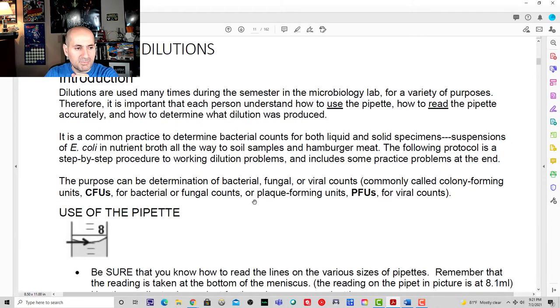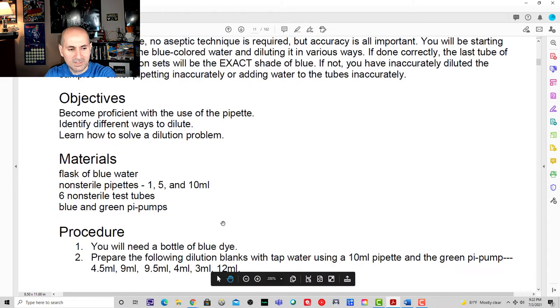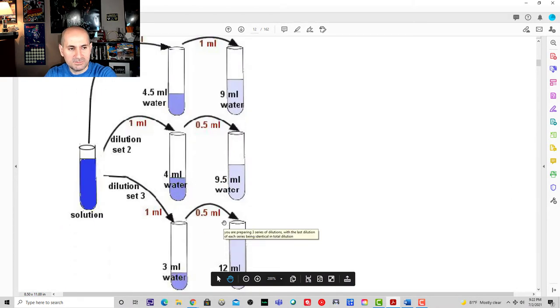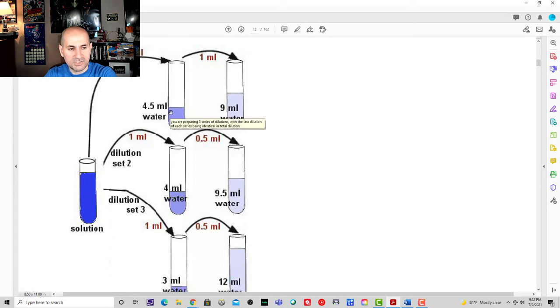All right, very good. Okay, pipetting and dilutions. You should know how to read a pipette. Remember, from the bottom of the meniscus, that's where you measure on a pipette. So the proper value here would be 7.9, because you're looking at the bottom of the meniscus. Another thing you should be able to do is determine dilution factor and serial dilution factor.